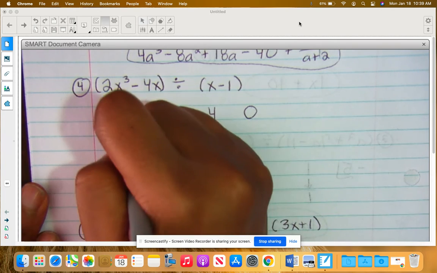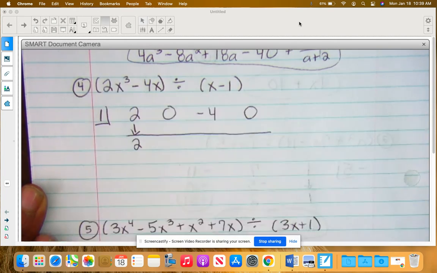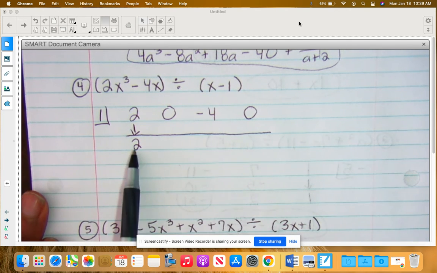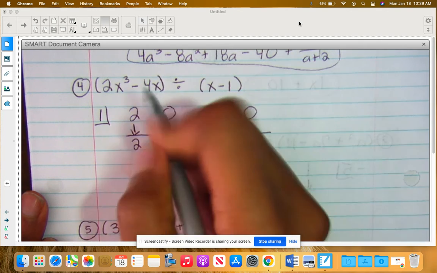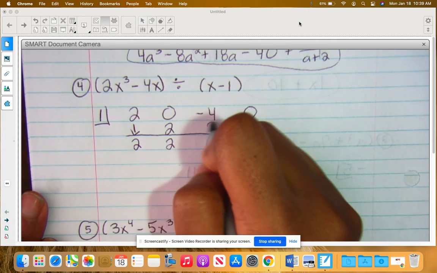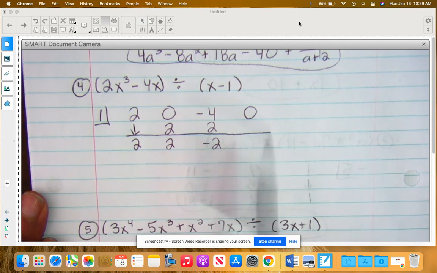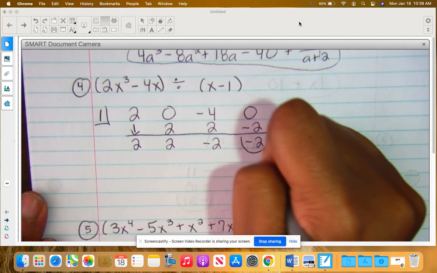Now we can do synthetic division. First number comes straight down. Whatever that first number is, drop it straight down. Multiply to the box, add. Multiply to the box, add. 2 times 1, write your answer. Add. 0 plus 2. 2 times 1, write your answer. Add. Multiply. Negative 2 times 1, write your answer. Add. Negative 2.